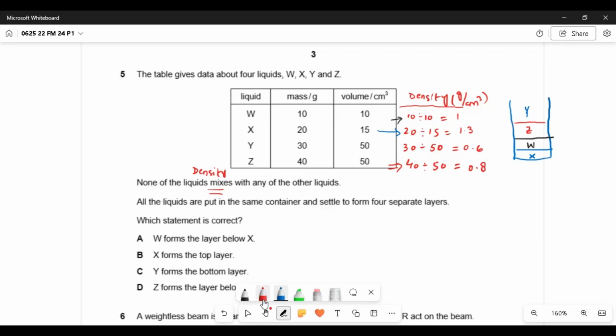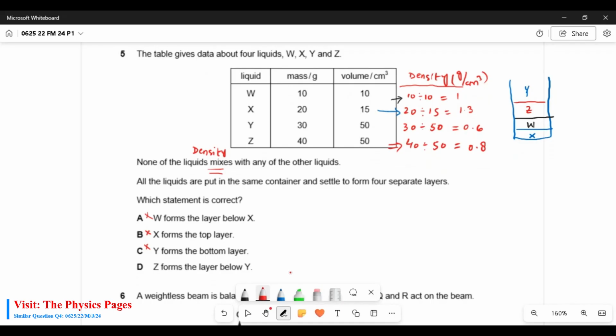Now I'm going to check the options. W forms the layer below X. No, W is above X. It's wrong. X forms the top layer. No. Y forms the top layer. Y forms the bottom layer. No. Y forms the top layer. Z forms a layer below Y. Yes, Z is the second one. Y is the first layer.